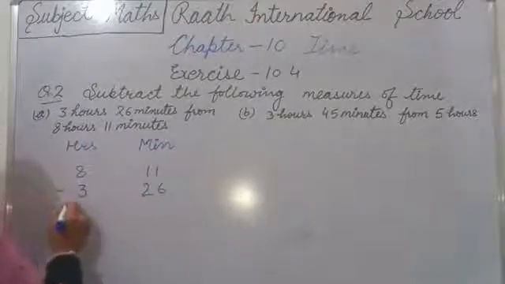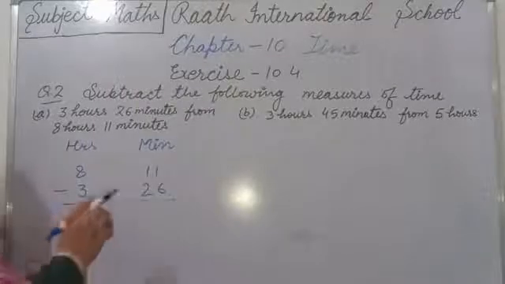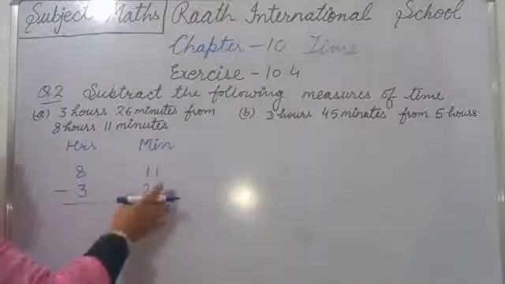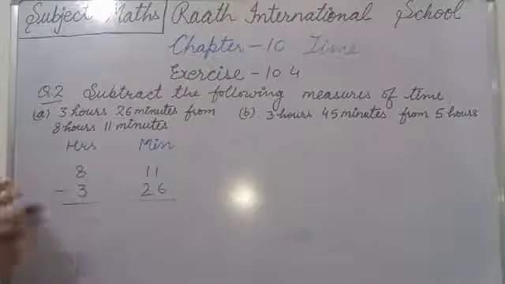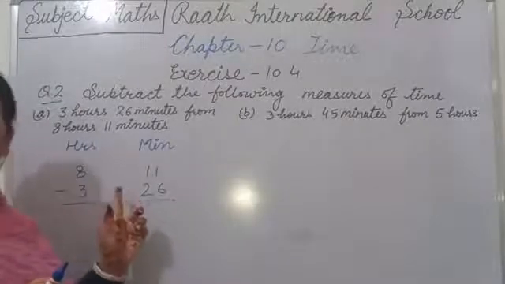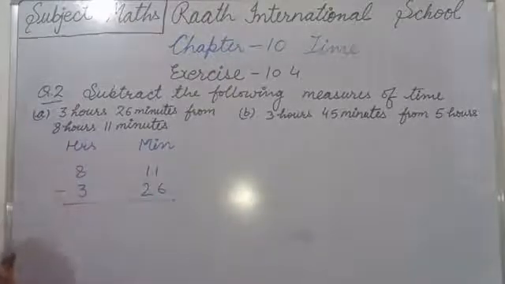Now we do subtraction here. First of all, whenever you do subtraction, you will check whether from minutes we can subtract minutes or not. Now we can see that upside we have 11 minutes and downside we have 26 minutes. From 11, 26 cannot be subtracted. So in that condition we will take borrowing from the hours.